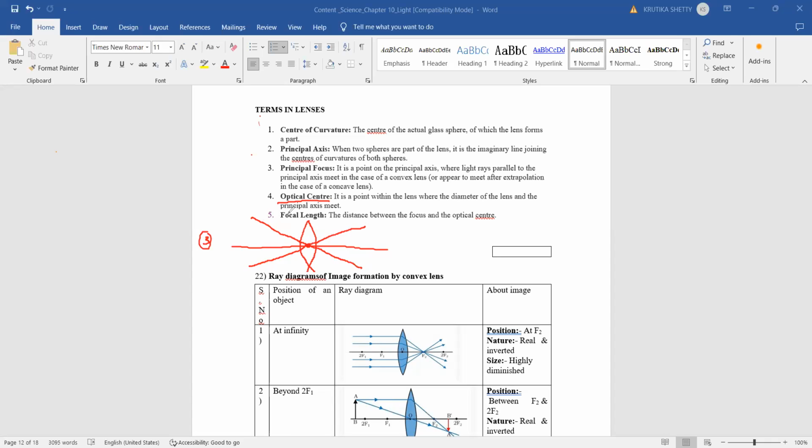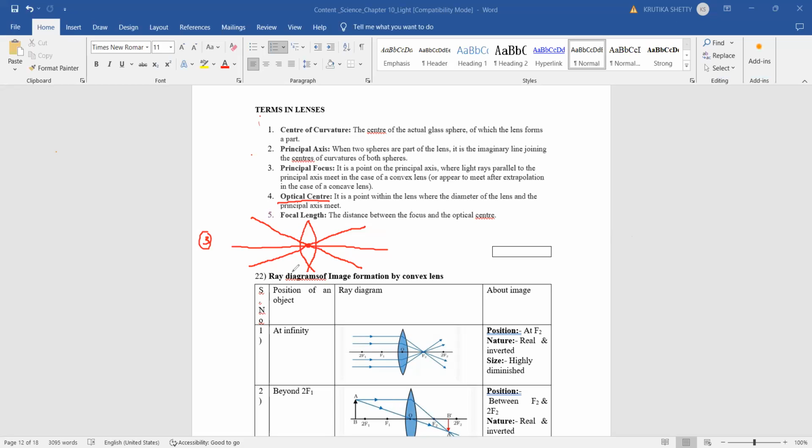This is the third one. A ray of light passing through the optic center goes undeviated. Undeviated means without bending; it will not bend, it will go as it is. Understood, Sahanya? Yes, sir. So these are the three types. Using these three types, we will be discussing the ray diagrams.